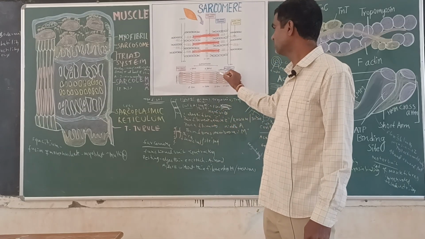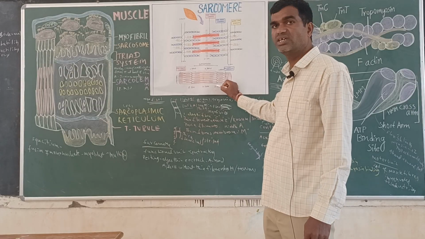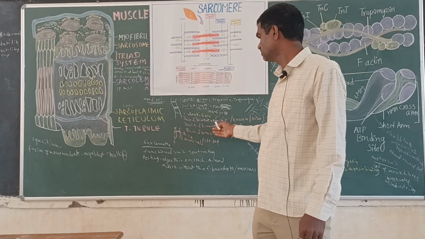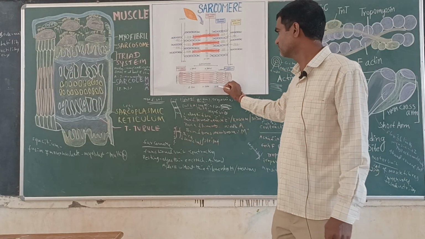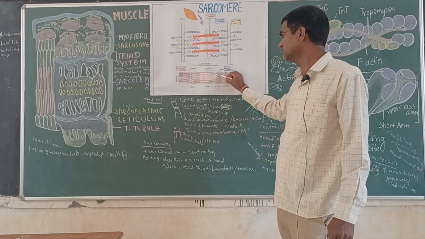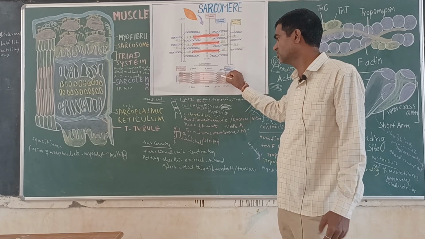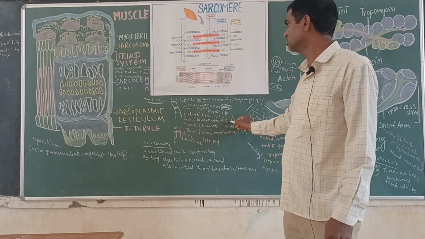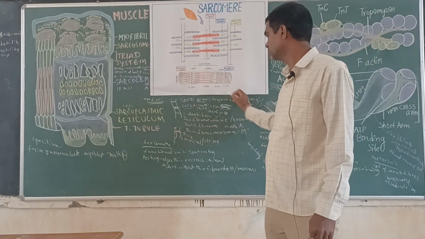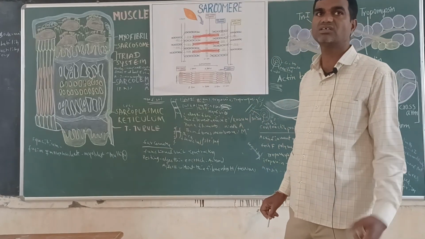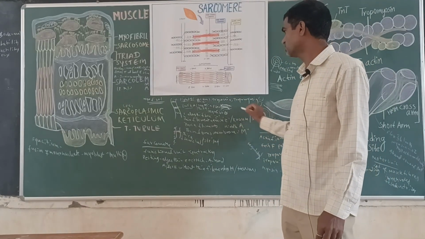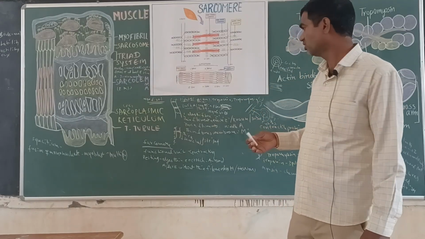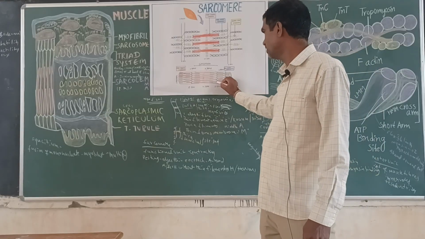It has the cross line, the Z line or Z disc. Thin filaments are attached to the Z line. So which filaments are thin filaments? They are in the light band. Thin filaments are attached to the Z line. The Z line is also known as the Dobie line or cross membrane. So this is called the Z line.